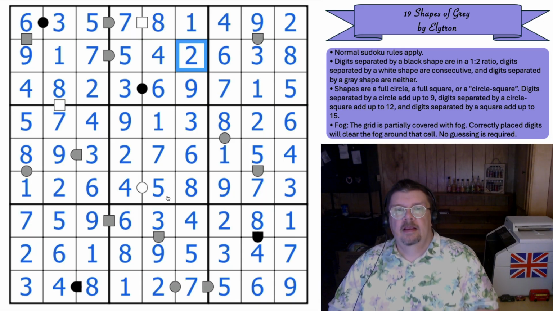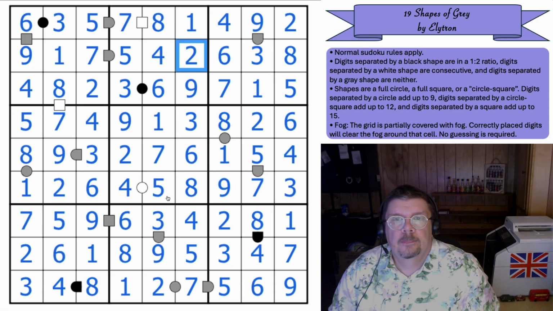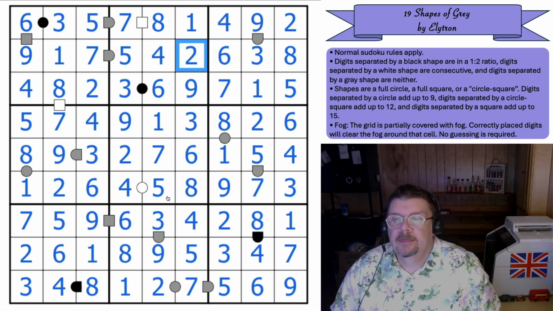And that is a lovely puzzle, and would not be nearly as interesting without the fog. But that's a novel rule set, but I really, really liked it. And certainly a lot to think about.